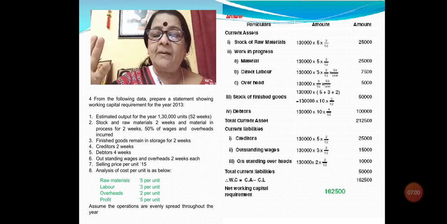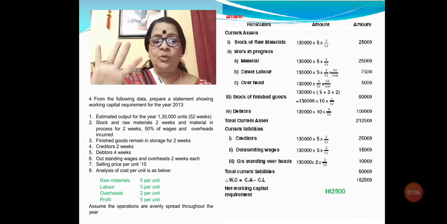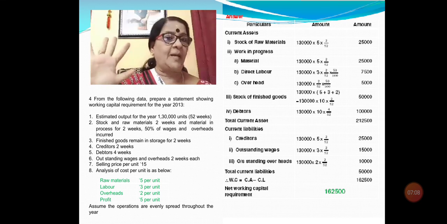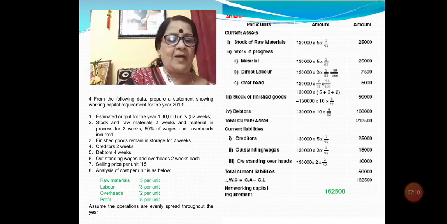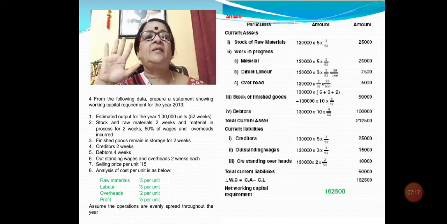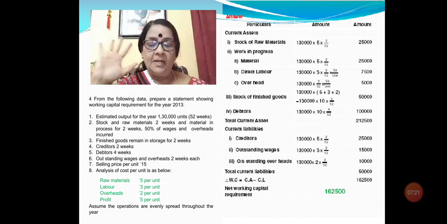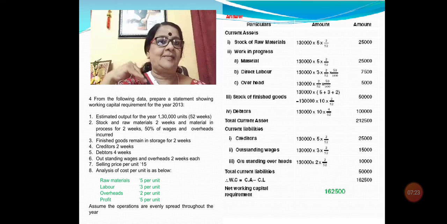That is debtors. No other advance payment is there or money kept for other purposes. So nothing is there, only these items are there as current assets. We are taking the total of current assets. It is coming 2,12,500. That is the total current assets. Understood? Now we can go to current liabilities.